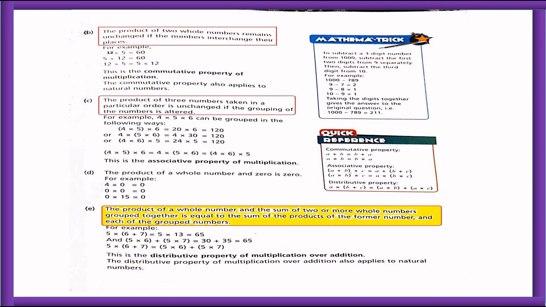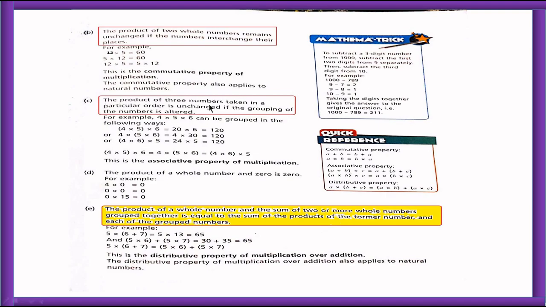Thus the closure property holds in multiplication. B: The product of two whole numbers remains unchanged if the numbers interchange their places. 12 multiplied by 5 is equal to 60, and 5 multiplied by 12 is equal to 60. This property is called the commutative property of multiplication. This also applies to natural numbers.